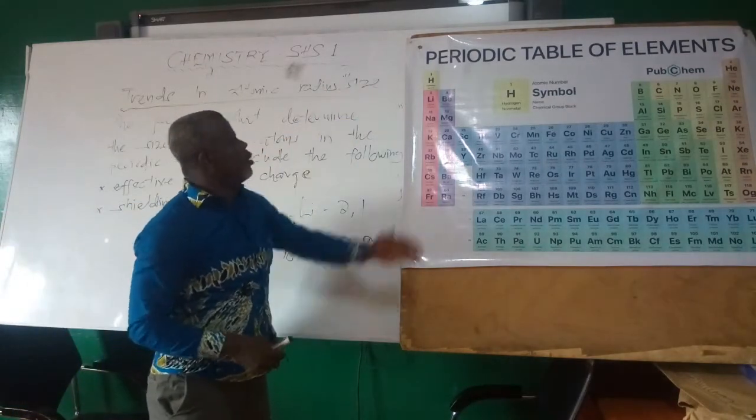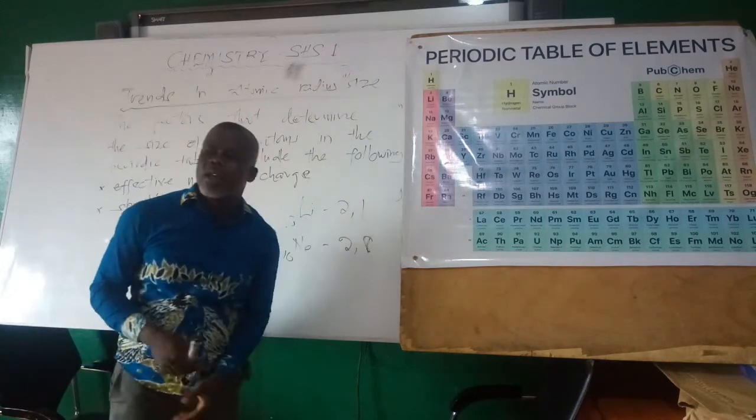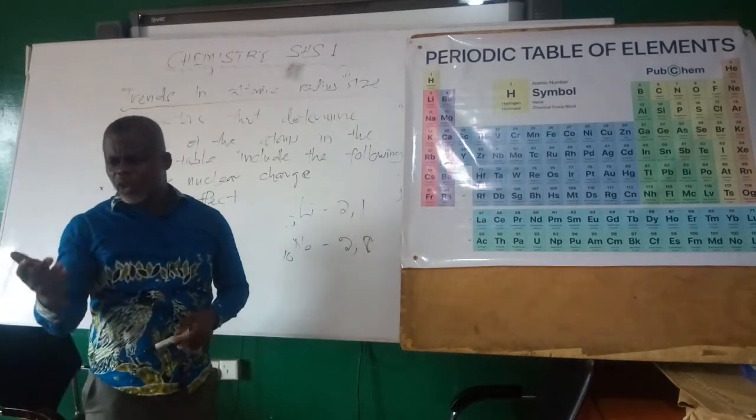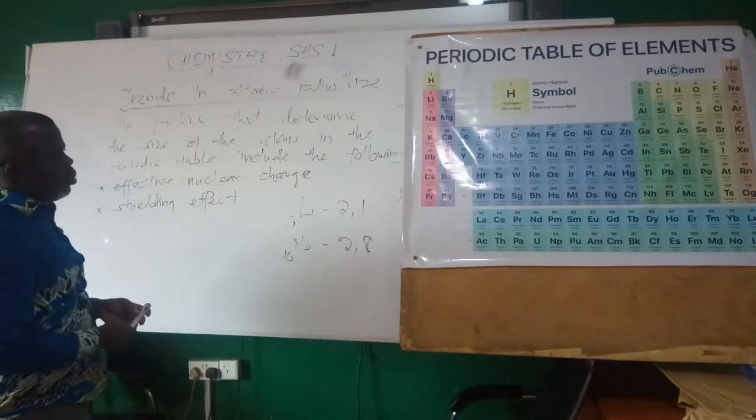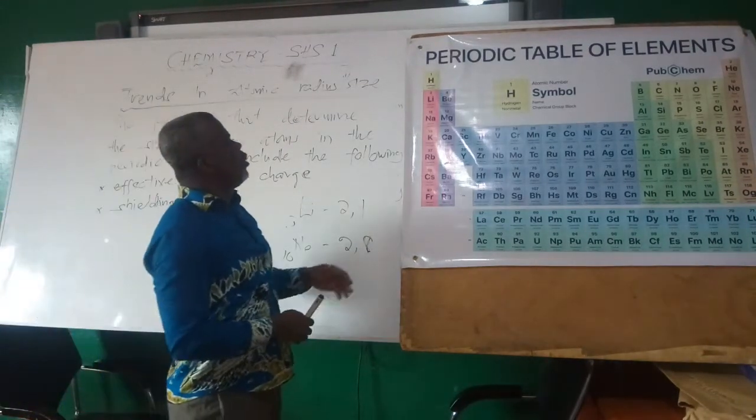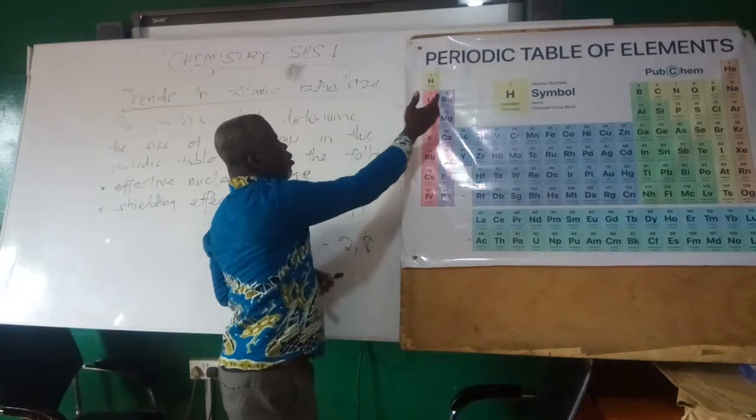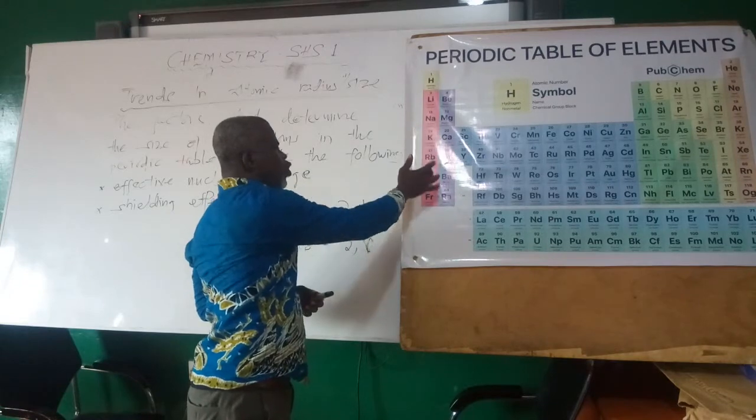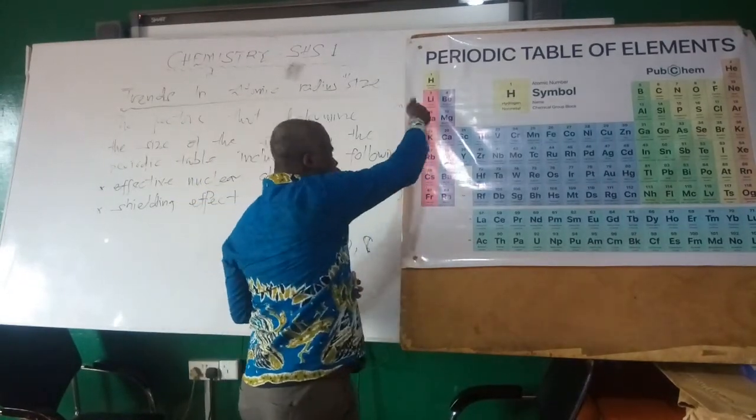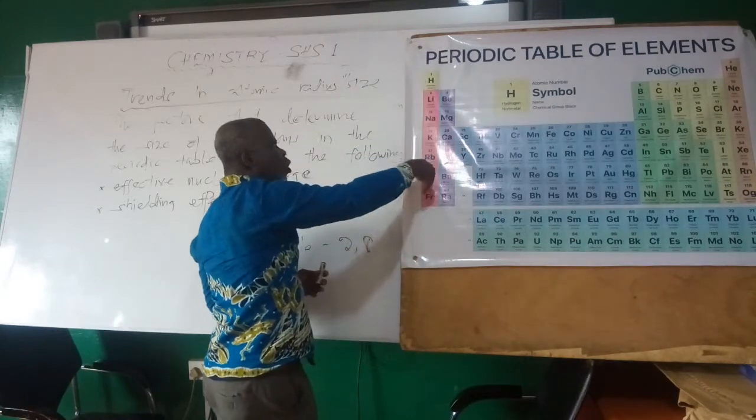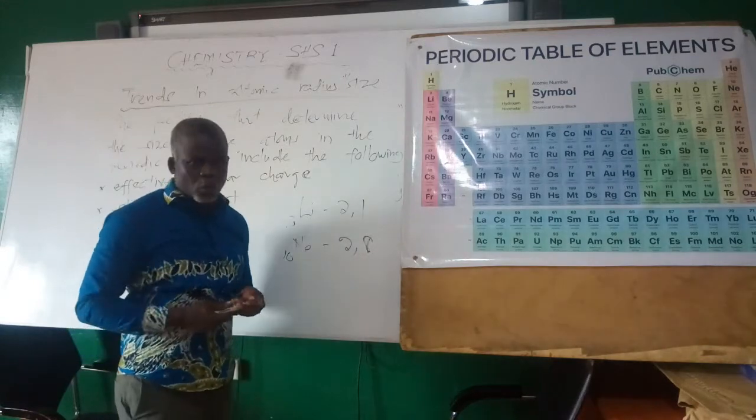Now let's look at within a group, or down a group, the trend, whether it's going to increase or whether it's going to decrease. Let's take group 1: lithium, sodium, potassium, rubidium, cesium, and francium. As you are moving down, nuclear charge is increasing, so we expect the effective nuclear charge is also increasing.